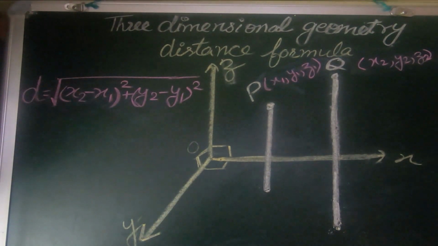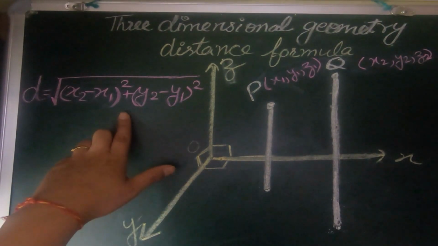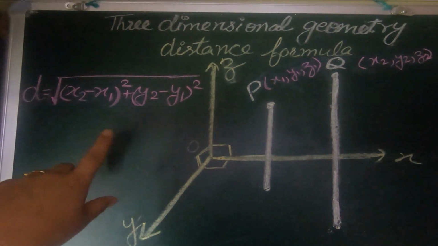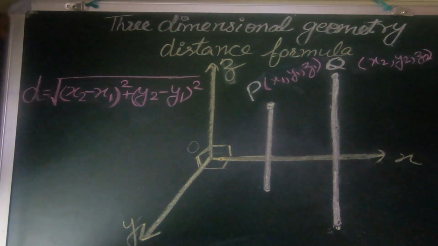Hello. The topic for the video is the distance formula. Today we'll derive the distance between two points located in 3D space. You derived the distance formula for the distance between two points in the 2D plane, and the formula is somewhat like this, where x1 and y1 are the coordinates of one point, and x2, y2 are the coordinates of the other.